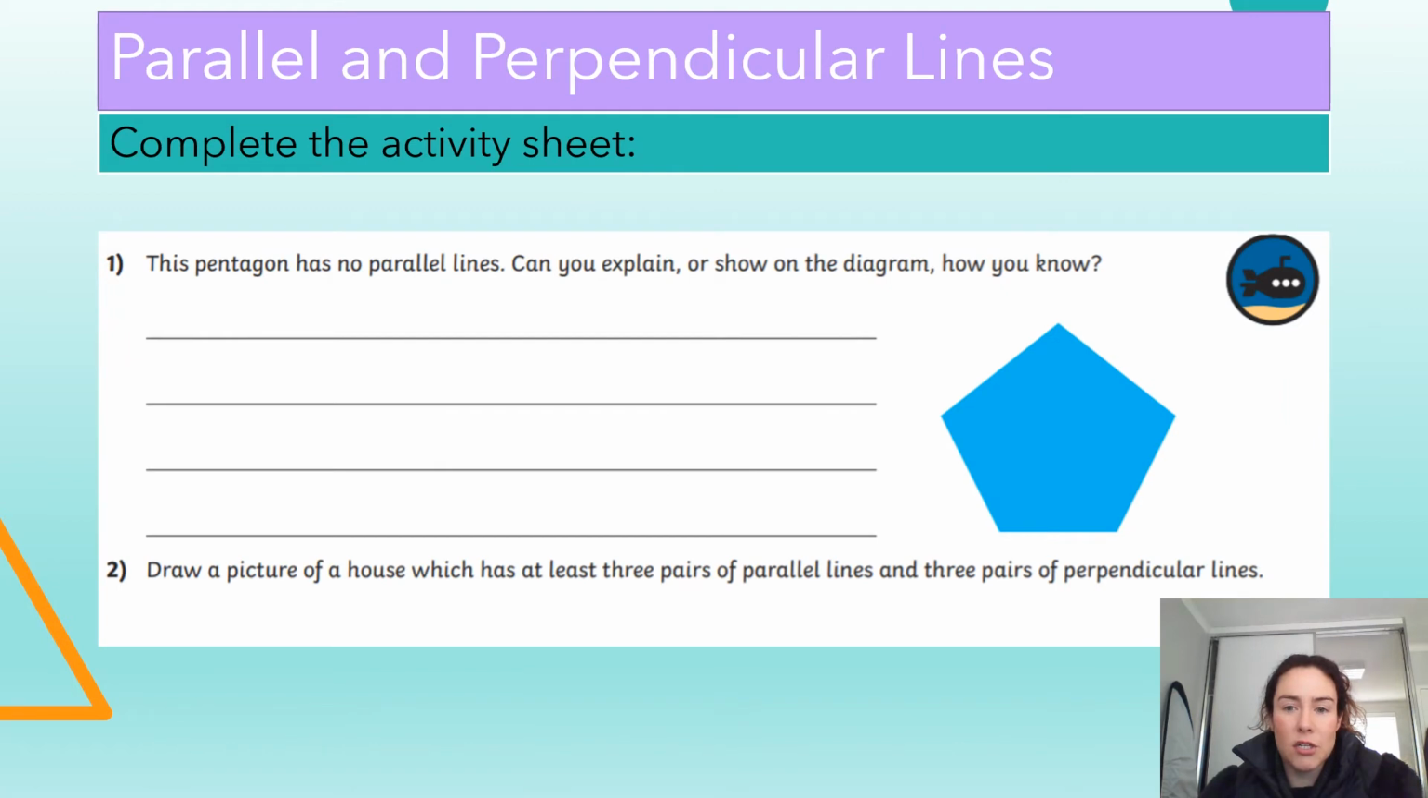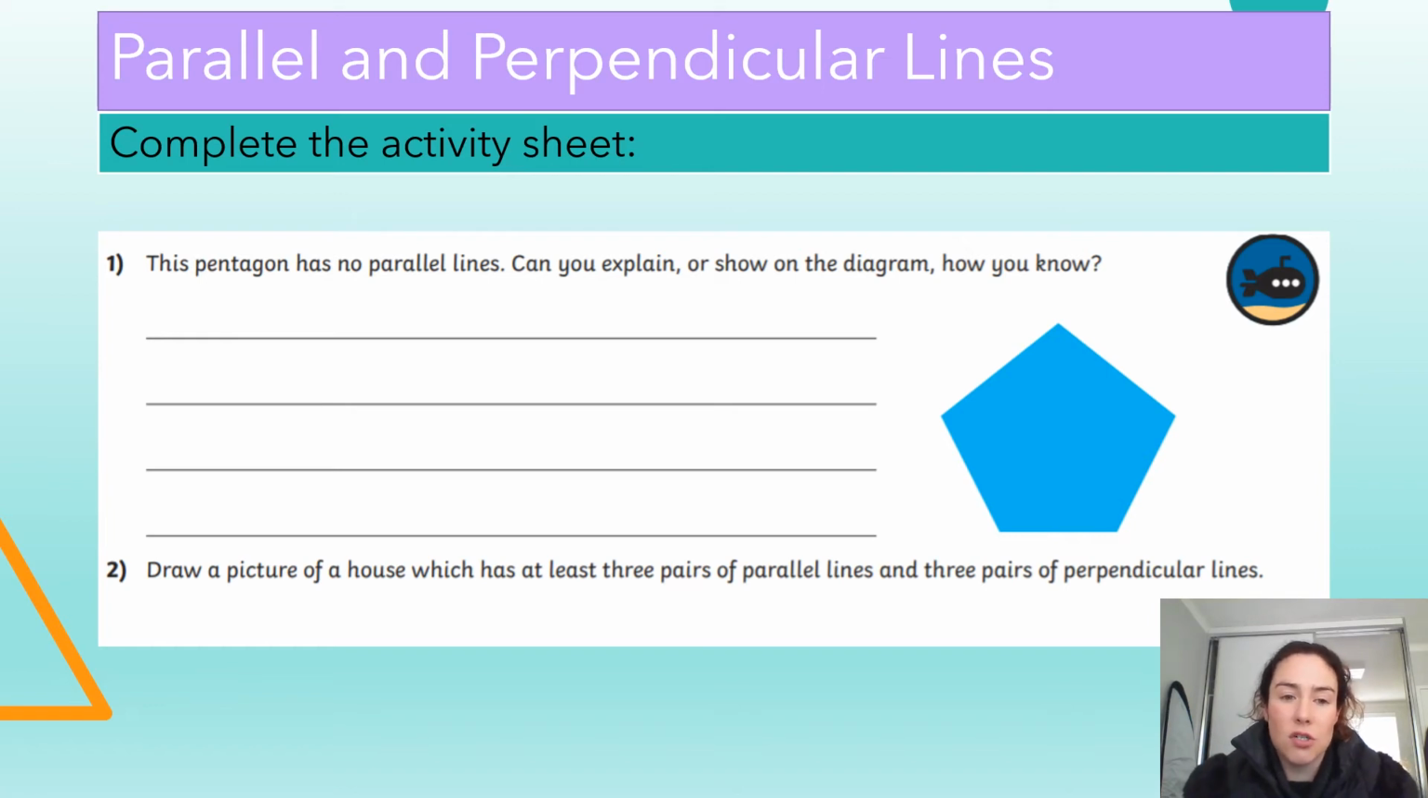All right, we're going to continue with another couple of questions here. What we're looking for in this first question is to really use our mathematical thinking. So this pentagon has no parallel lines. Can you explain or show on the diagram how you know? Maybe you could have a go at pretending to draw on parallel lines and show me how that's wrong. Or you can just write a couple of sentences showing me your thinking. It's just about getting me to see what's going on in your head and practice thinking mathematically to answer that question.